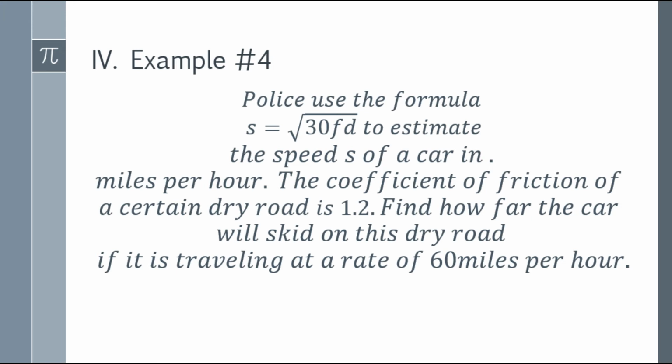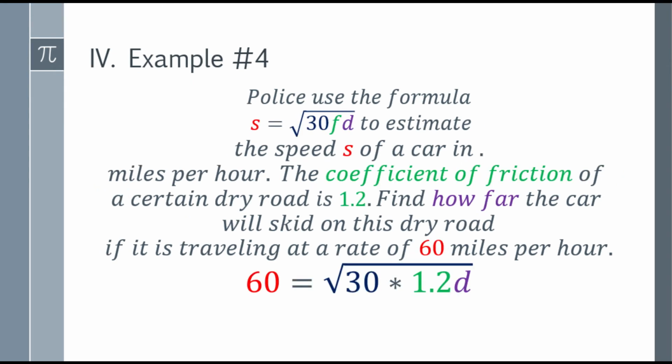Now, for example number 4, please use the formula S is equal to the square root of 30FD to estimate the speed S of a car. So yung speed daw represent S. So let's write the equation. S is equal to the square root of 30FD. Substitute natin yung 60 sa S. That will be 60 is equal to the square root of 30. At yung F daw ay 1.2. At yung D, kasi hindi natin alam kung how far. So that will be the square root of 30 times 1.2D.